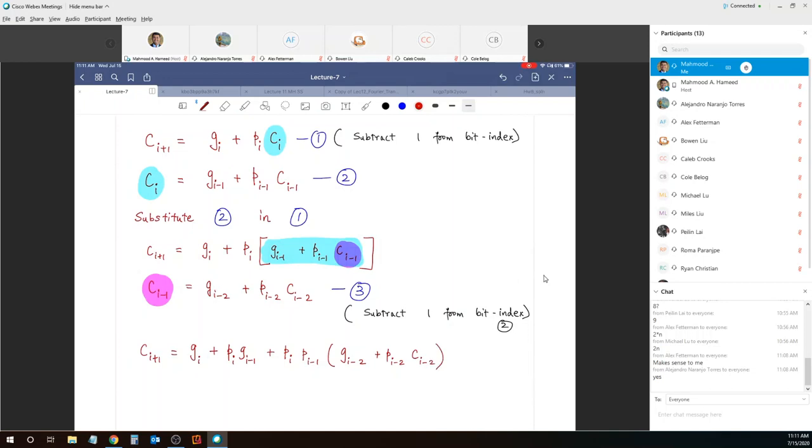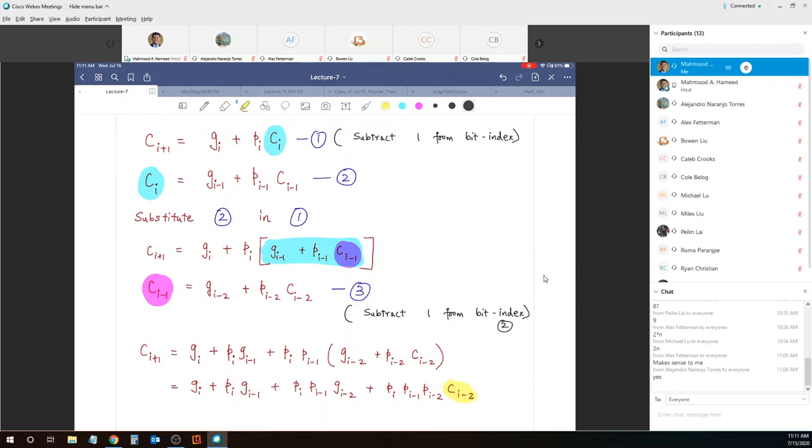So if I expand everything out in a sum of product form, what do I get? I get G sub i, or P sub i G sub i minus 1, or P sub i minus 1 G sub i minus 2, or P sub i minus 1 P sub i minus 2 C sub i minus 2. The only problem with this expression right here is C sub i minus 2.